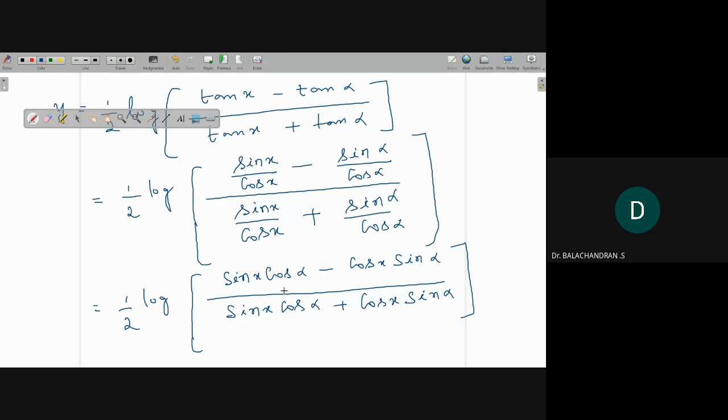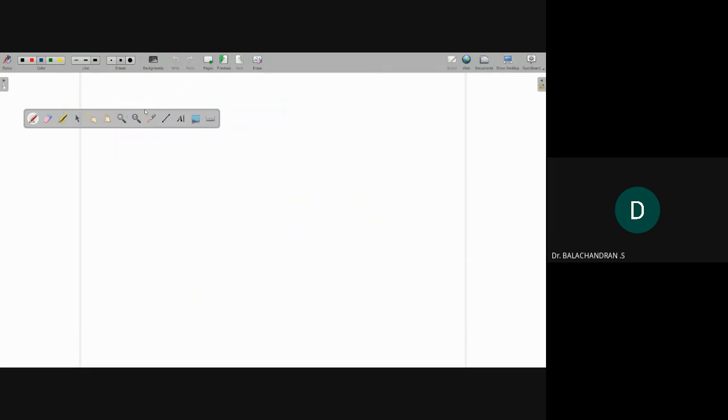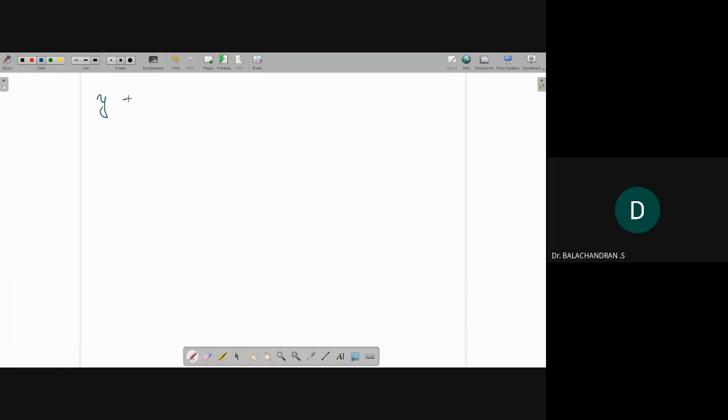So the numerator is in the form of sin of x minus alpha, or sin of a minus b. The denominator is sin of a plus b. Then you will get the final answer. So y equal to 1/2 log of sin of x minus alpha divided by sin of x plus alpha. So we proved the second subdivision also. Okay.